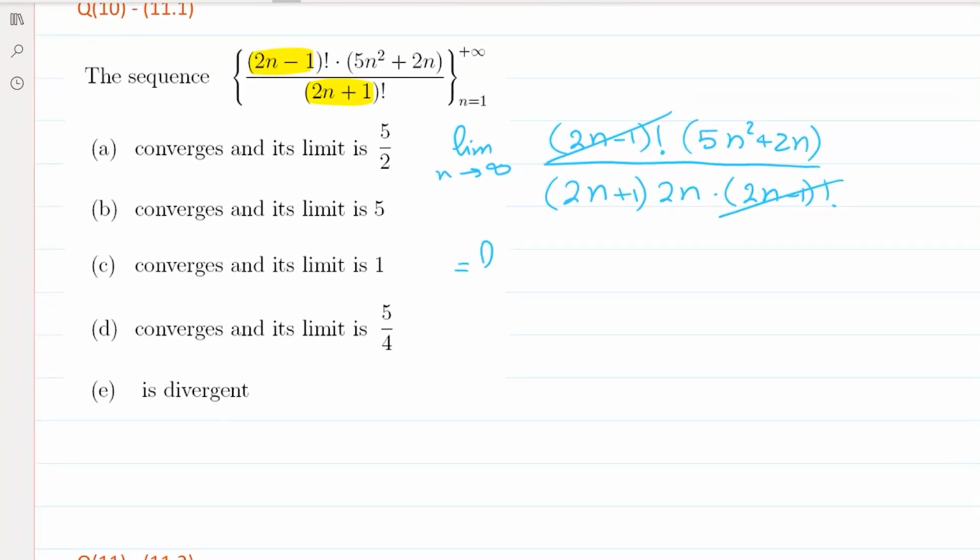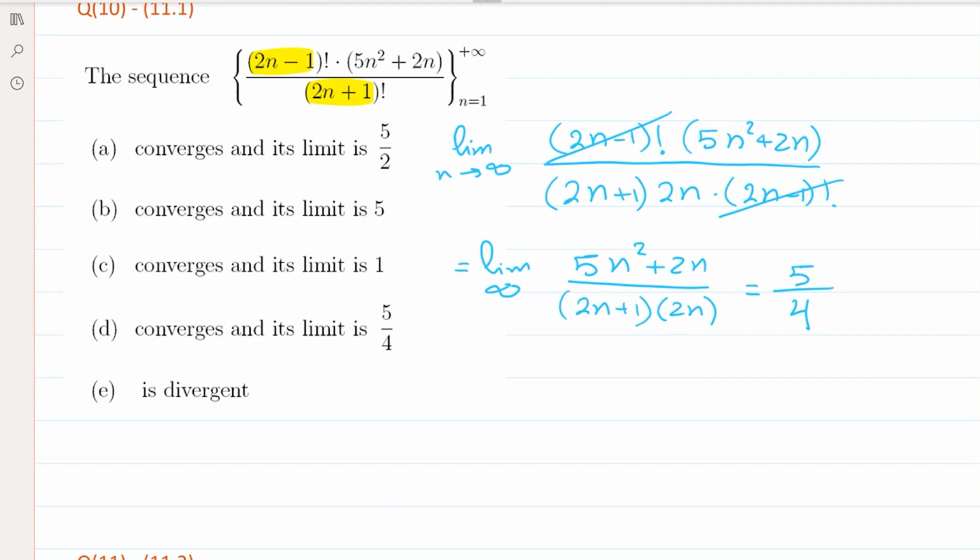And if you have a limit as n goes to infinity for polynomial over polynomial, what do I have to do? Both of these polynomials have the same degree, this is of order 2 and this is of order 2. We take the limit as n goes to infinity, so you take the factor of the highest power up over the factor of the highest power down. And we are done.